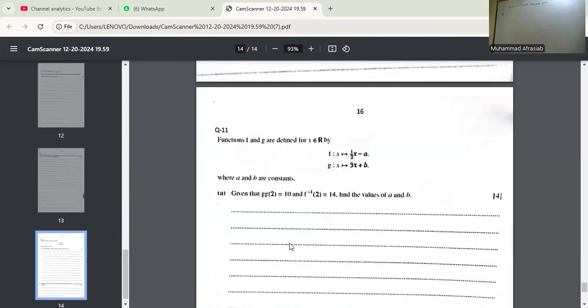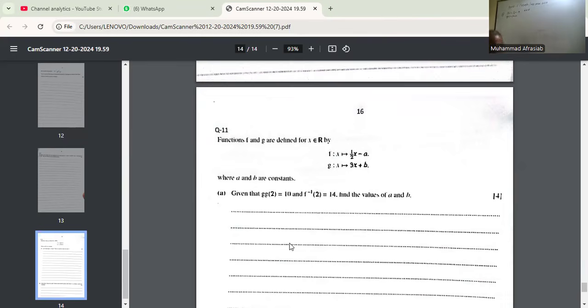Question number 11 now. The functions f and g are defined by x belongs to the real numbers, where f of x is equal to half x minus a, and g of x is equal to 3x plus b. Where in both cases x belongs to the real numbers, where a and b are constants.